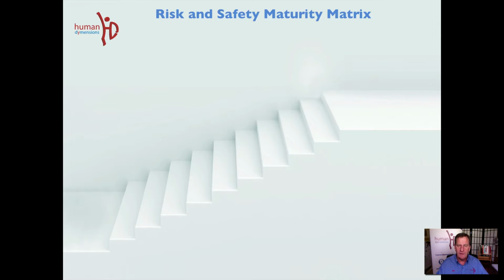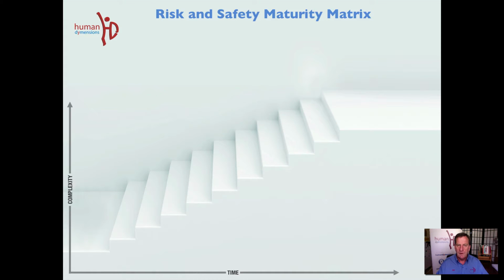The purpose of this video is to introduce you to the Human Dimensions Risk and Safety Maturity Matrix. This matrix shows the kinds of steps that need to be considered if an organisation is to consider themselves to be world class. So where do we start?